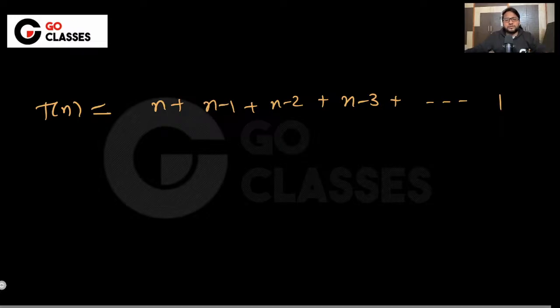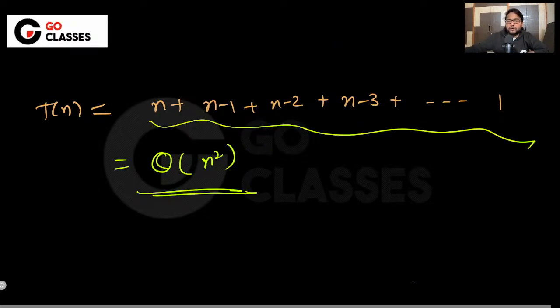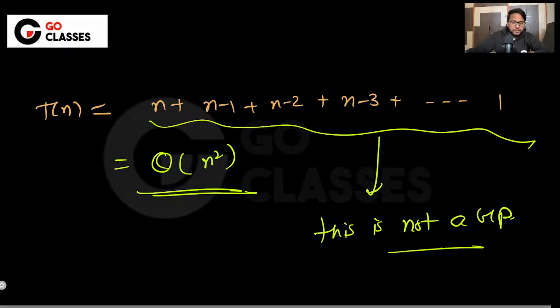So since this is not the GP, what will you say here? Here you can't determine using the first term and last term. Since it is an AP, you will say this is theta of n square. You need to sum it up. And for an AP, we know that this will be theta of n square. So this is not a GP. I hope that is okay to everyone.